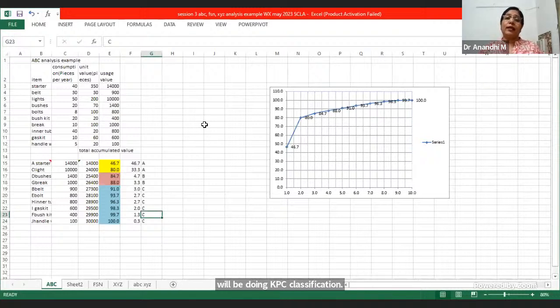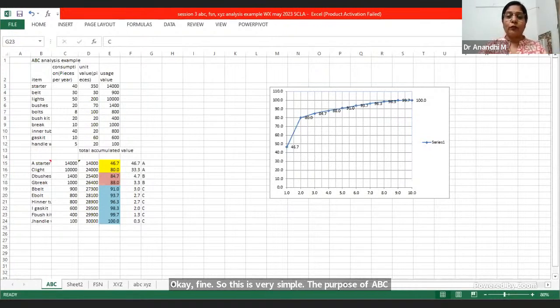Along with yesterday's Excel workout, I can share these Excels also to you. Okay, fine. So this is very simple. The purpose of ABC classification is understanding the value of the product so that you can ensure very strict control over the inventory. Okay, going back to our slides. Fine.